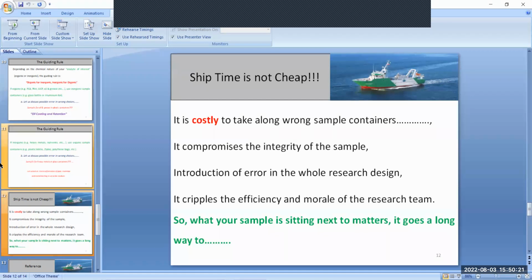Everything that comes before and even after, the wrong choice of sample container can crumble the whole process. And it also cripples the efficiency and the morale of the research team.